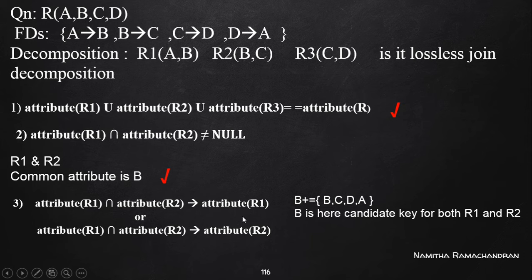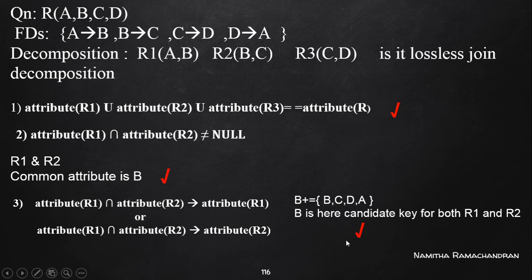We need this condition valid for any one of R1 or R2, but in this particular example, B becomes a candidate key for both R1 and R2. This is a valid case again. So condition 3 is again satisfied. We can't stop here, because we have one more decomposition, R3. All the conditions are valid for R1 and R2.